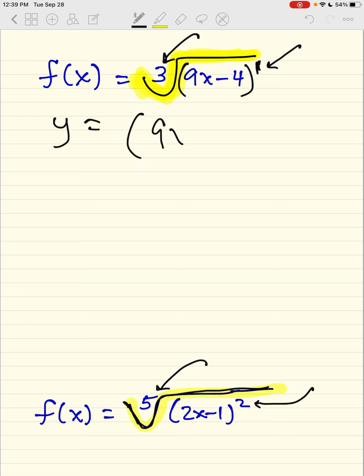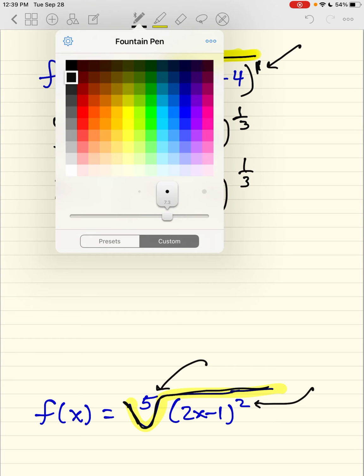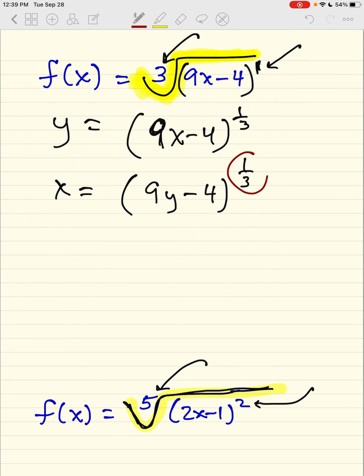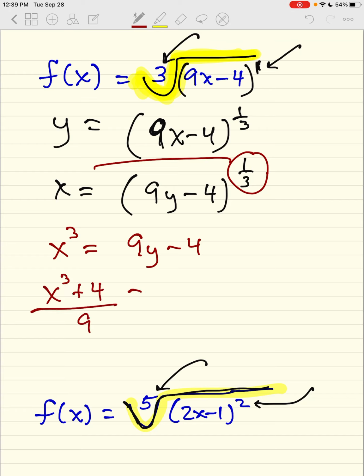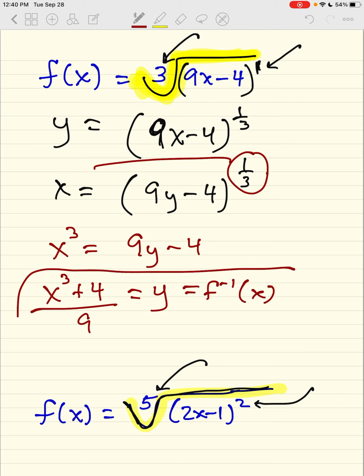I would like to rewrite this to the 1/3 power. x equals (9y minus 4) to the 1/3. First thing we're going to have to do is take the reciprocal and put it on the other side. And then we're going to add 4, and then we're going to divide by 9, and that is our inverse. Okay? So take your time.